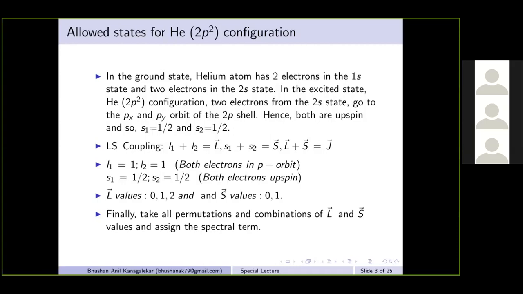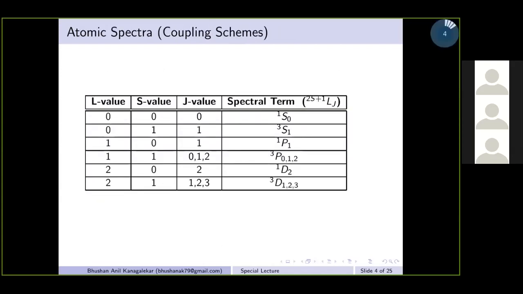So I have tabulated it. The L value is 0 with S value 0, and L value 0 with S value 1, L value 1 with S value 0 and S value 1, L value 2 with S value 0 and S value 1. Two S values are there and three L values are there. So we will have the different J values. J values go from capital L minus S to capital L plus S.